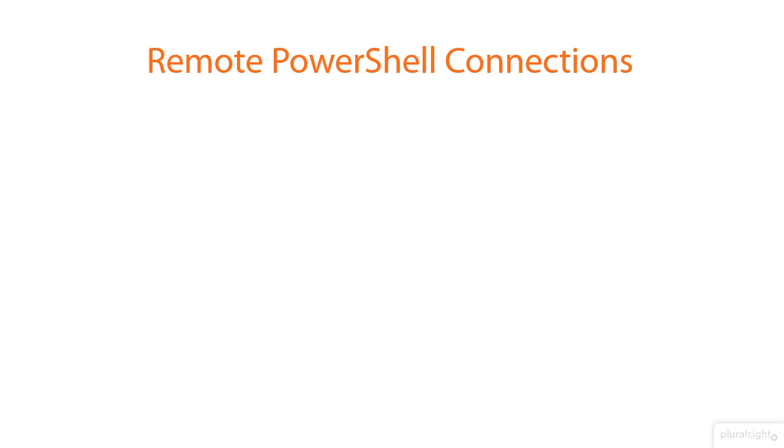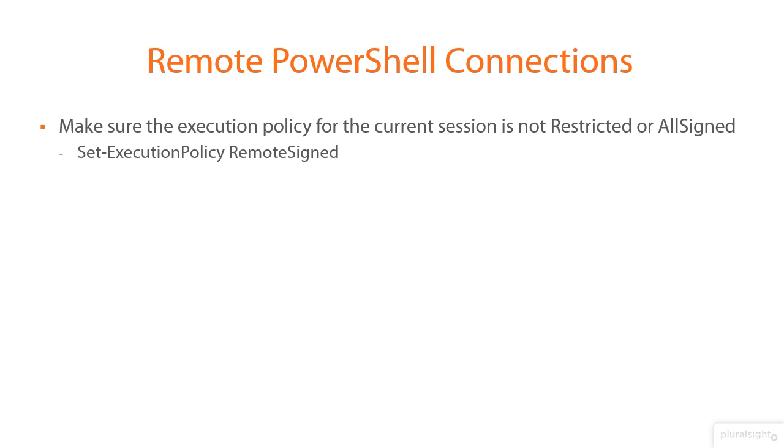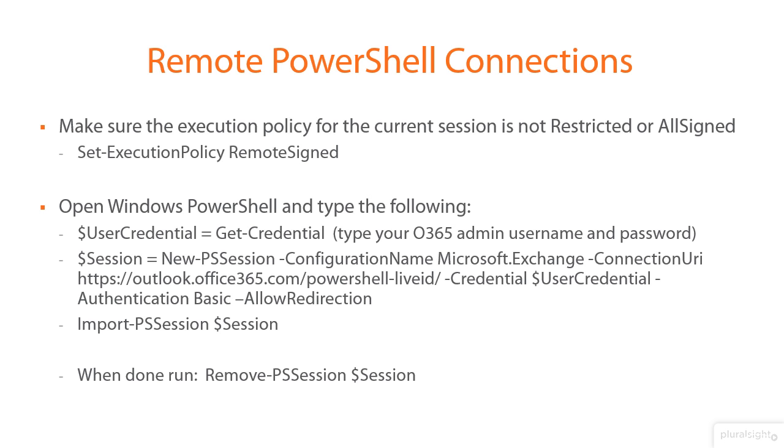So another important aspect of working with Exchange Online is that if you're going to use PowerShell, you need to be able to connect to Exchange Online somehow. That requires a remote PowerShell connection. So for starters, you need to make sure the execution policy for the current session is not restricted or all signed. So you're going to run a Set-ExecutionPolicy RemoteSigned command in order to make sure that it's not restricted or all signed. Then you need to open Windows PowerShell and type the following.